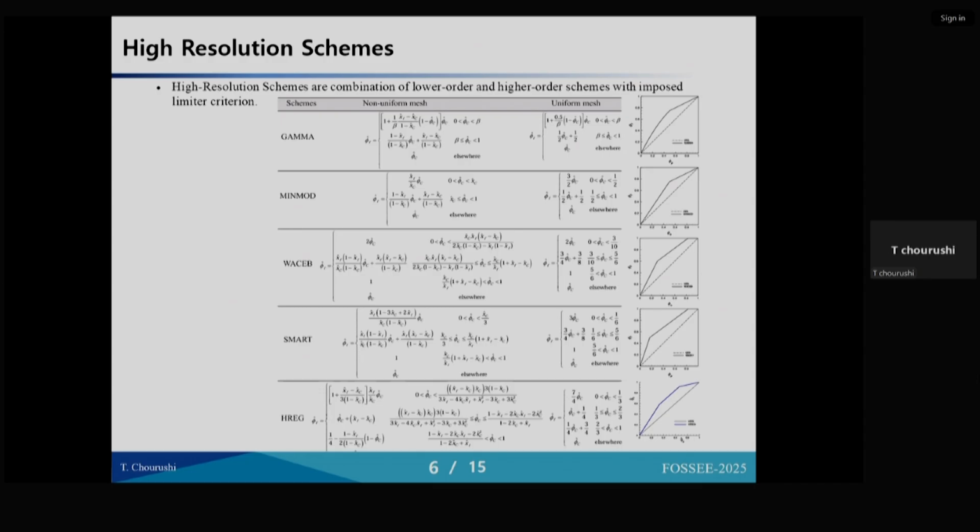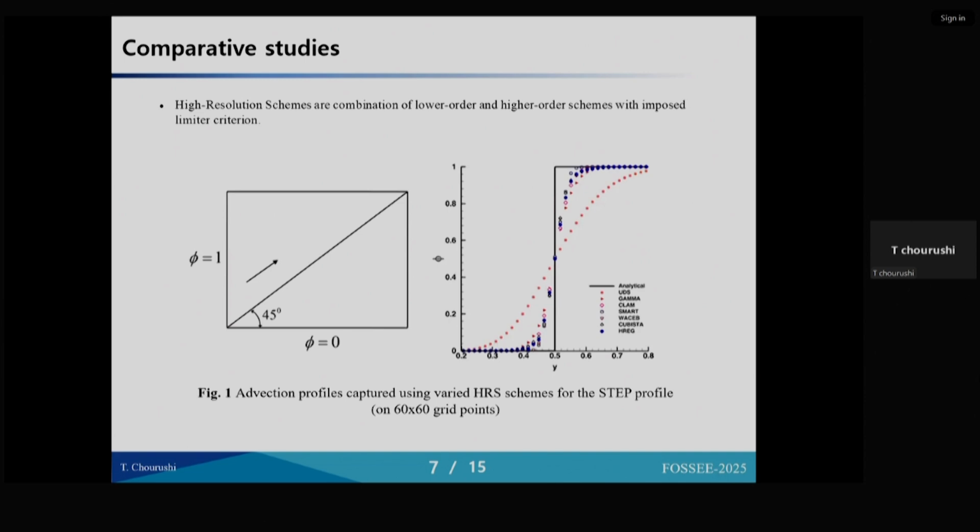And generally, for any numerical scheme, we always check the accuracy, the conservative property, the transportiveness property, and also the stability and convergence. These are some classical test cases which people often use to test their numerical scheme. The first classical test which I used is the step profile case, wherein the boundary conditions are given.